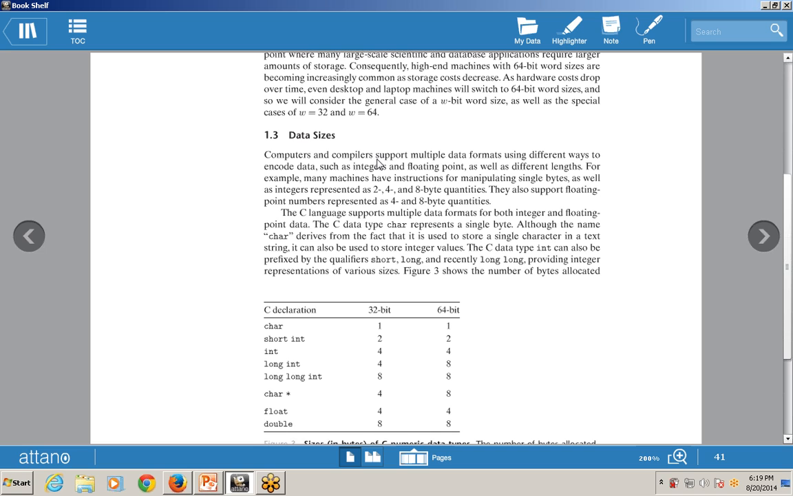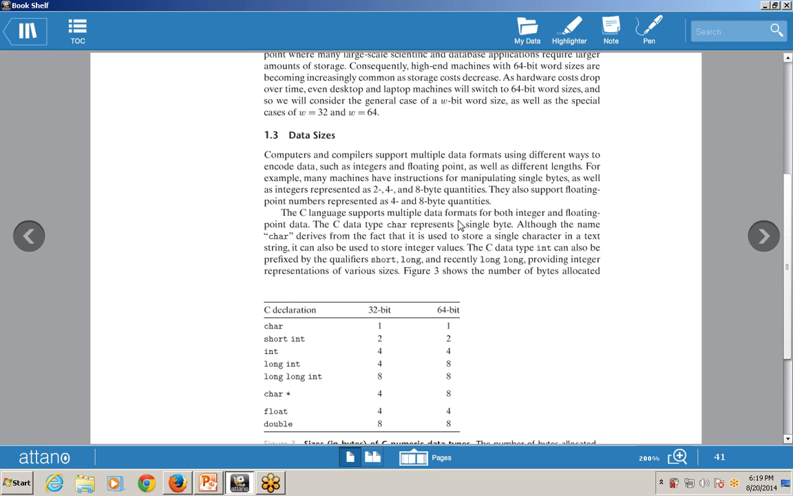This says computers and compilers support multiple data formats using different ways to encode data such as integers, floats, as well as different lengths. It means we can use int, char, float, or double. Either we can use the digit, or the text, or multiple floating numbers of different categories, that is 2, 4, 8 bytes. Byte means 8 bits. If a data type is of 2 bytes, that means there are 16 bits, because 1 byte is 8 bits and the combination of 2 bytes is 16 bits.